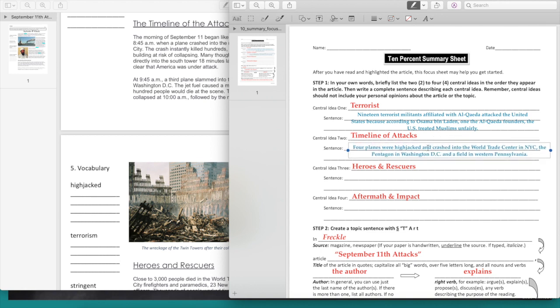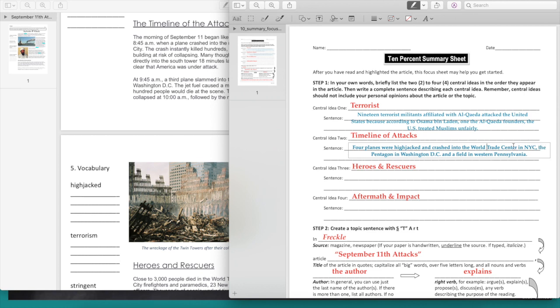So 4 planes were hijacked and crashed into the World Trade Center in New York City, the Pentagon in Washington, D.C., and a field in Western Pennsylvania. So let's talk again really quickly about this. 4 planes, World Trade Center. Notice how I capitalize World, W, Trade, T, and C in Center. That is a proper noun. It is a place in New York City. And so I need to capitalize right here. Those need to be capitalized.